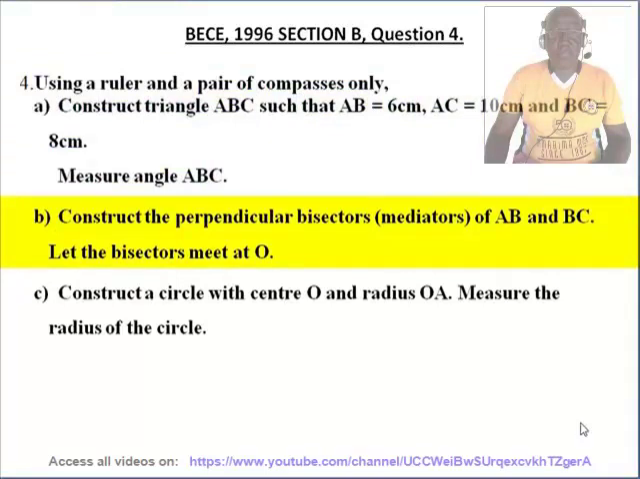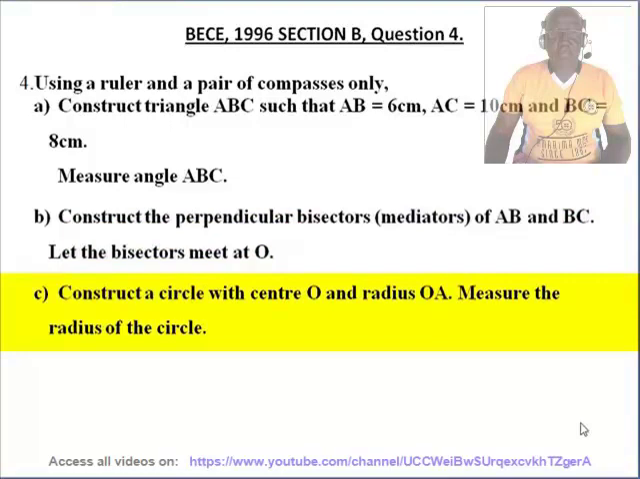4B. Construct the perpendicular bisectors, or mediators, of AB and BC. Let the bisectors meet at O. 4C. Construct a circle with center O and radius OA. Measure the radius of the circle.